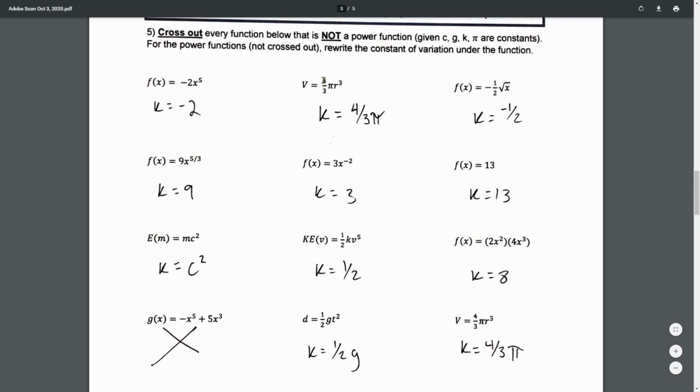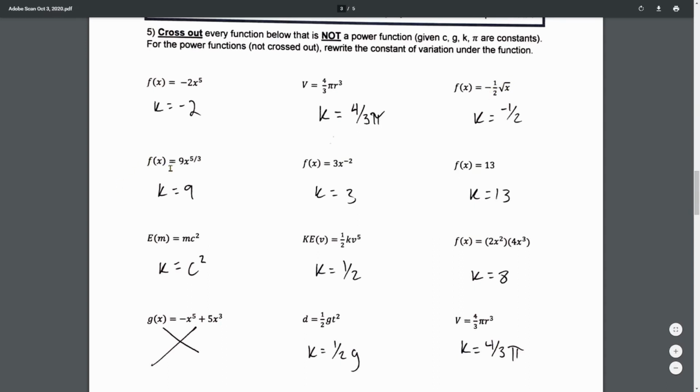V equals 4/3 pi times r cubed. So here r is getting cubed, so our constant would be 4/3 pi. These are both numbers. So our constant here is 4/3 pi. F of x equals negative 1/2 times the square root of x. The square root of x is really x to the 1/2, so our constant here would be negative 1/2.